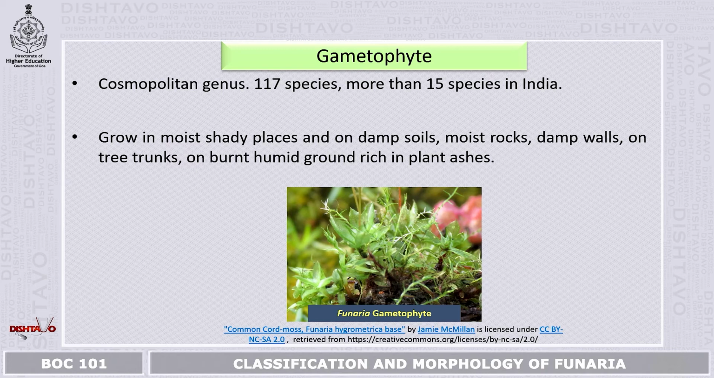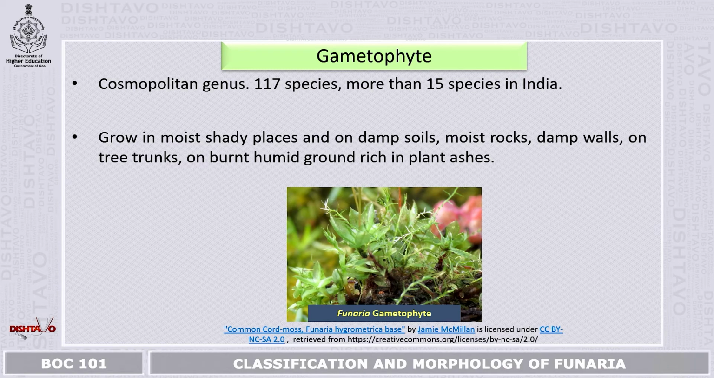This genus is found almost everywhere and has 117 species, and more than 15 species are identified in India. It grows on moist shady places and on damp soils, moist rocks, damp walls, on tree trunks and where the humid grounds are rich in plant ashes.